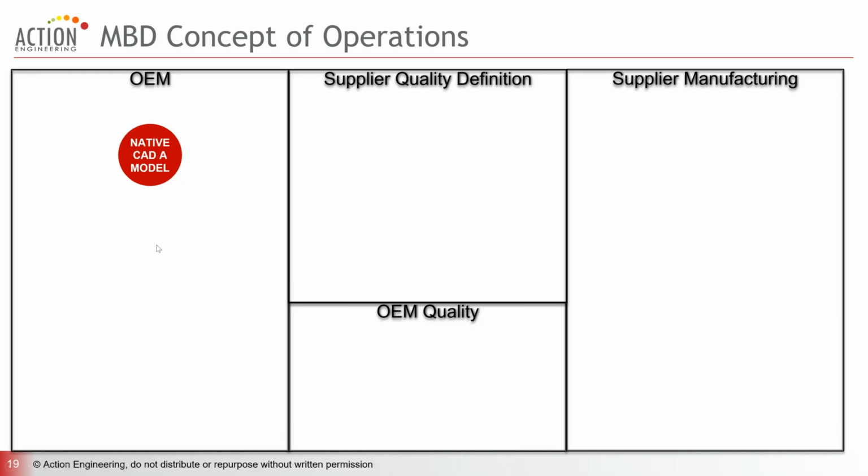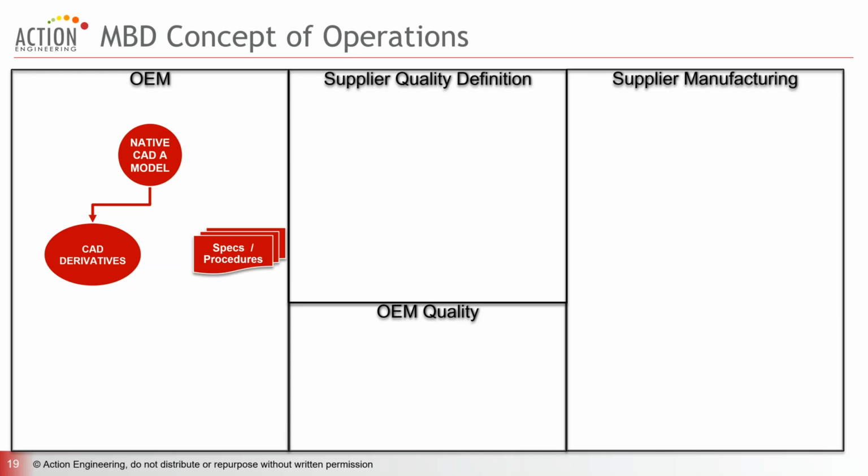So we have a native CAD model at the OEM, and they're going to generate their derivatives. And for their entire digital product definition, in addition to the CAD, there could also be specs and procedures, right? And some of those specs could, dare I say, even include 2D drawings of standard features like O-ring grooves and things like that. It doesn't necessarily mean 2D drawings have to go away completely, because eventually we all hope that they will, but there still may be a need to keep some 2D drawings around for industry standard design features and things like that.